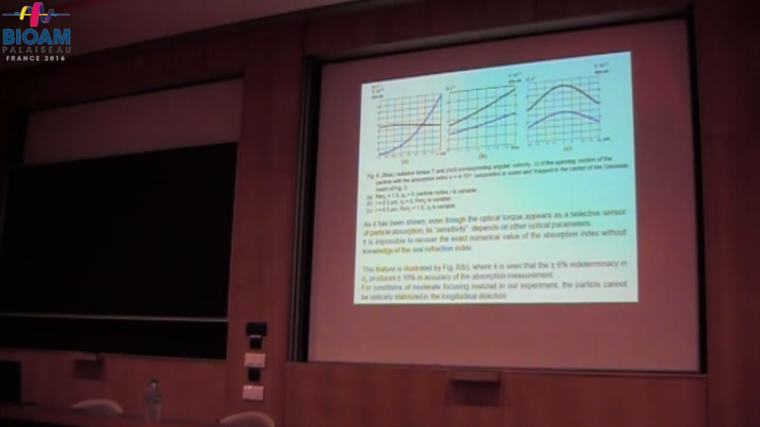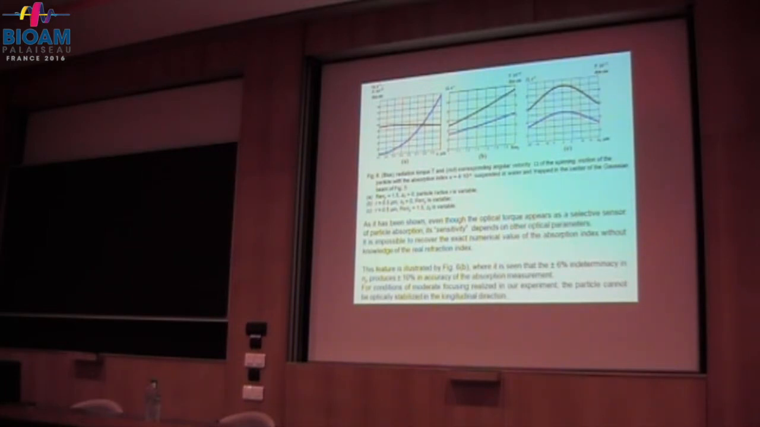As has been shown, even though the optical torque appears as a selective sensor of particle absorption, its sensitivity depends on other optical parameters. It is impossible to recover the exact numerical value of absorption index without knowledge of the real refraction index. This feature is illustrated in this figure, fragment B, where it can be seen that the plus minus 6% indeterminacy in these parameters produces plus minus 10% inaccuracy of the absorption measurement.